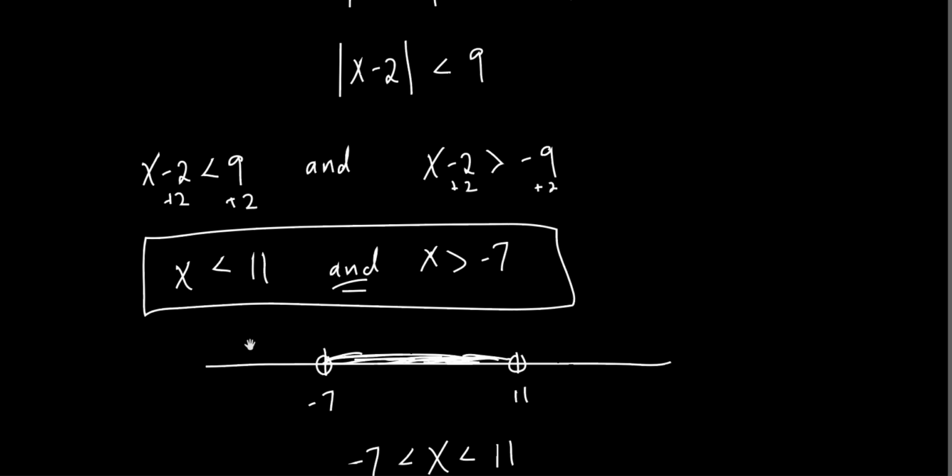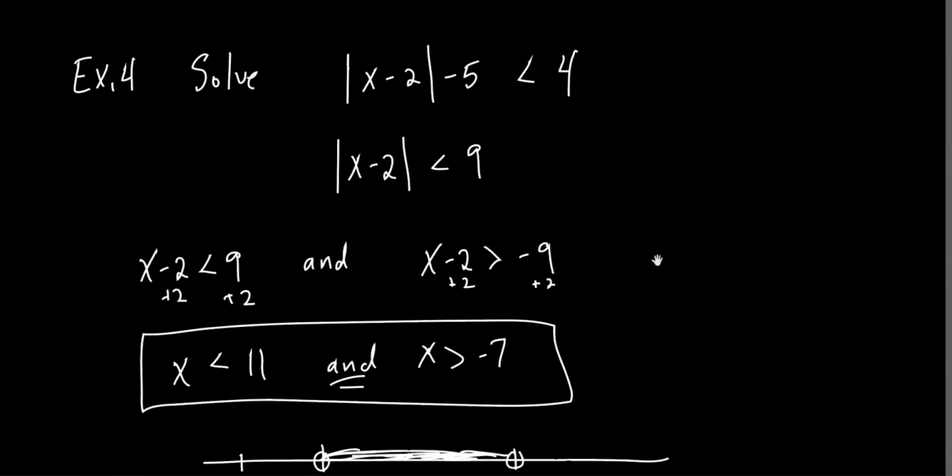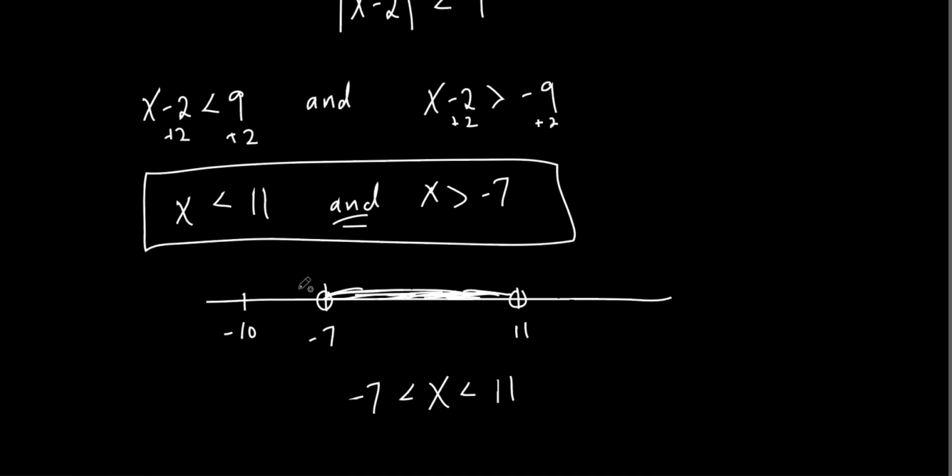Let's pick a number that does not lie in that region. Let's pick a number over here. Negative 2 does not lie over here. Negative 10? All right. Let's pick negative 10. Let's see if it works or if it doesn't work. Let's watch. Listen. Let's put negative 10 in for this. Negative 10 minus 2 is negative 12. The absolute value is 12. 12 minus 5 is 7. Is 7 less than 4? It's not. So nothing over there is going to work.